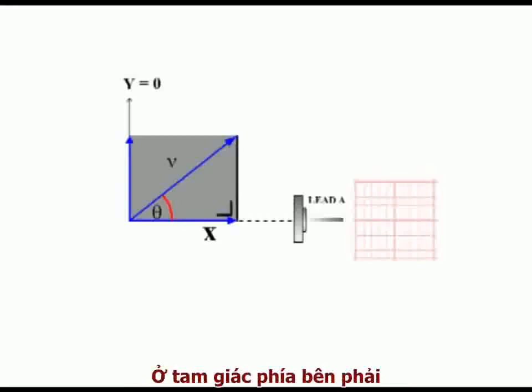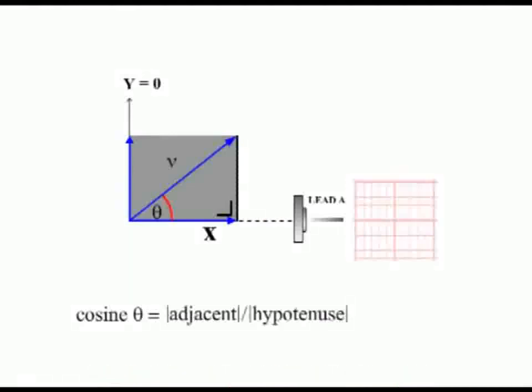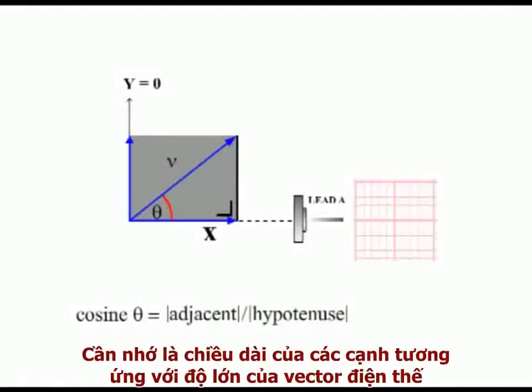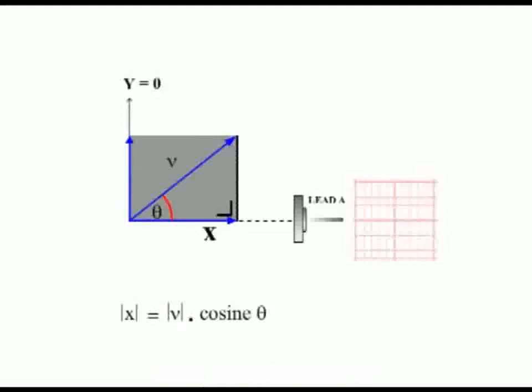In a right-angled triangle, the cosine of the angle theta is given by the length of the adjacent side divided by the length of the hypotenuse. Remembering that length equates to magnitude, the magnitude of the x-axial component is therefore equal to the magnitude of the parent vector multiplied by the cosine of the angle theta.